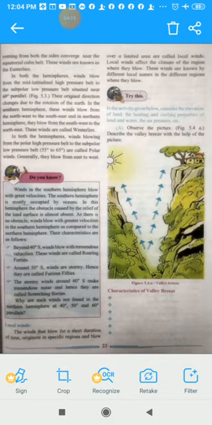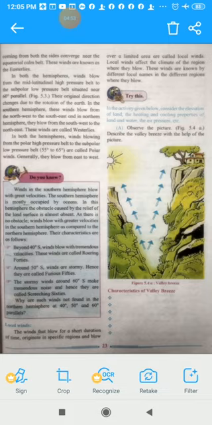Have you all understood why their name has been given as easterlies? Because they are moving from east to west. The change in direction is happening from east to west. You can see in the northern hemisphere it is changing from northeast to the southwest, and in the southern hemisphere from southeast, from east, to the northwest. So the changes are taking place from east to west. So these winds are known as easterlies.